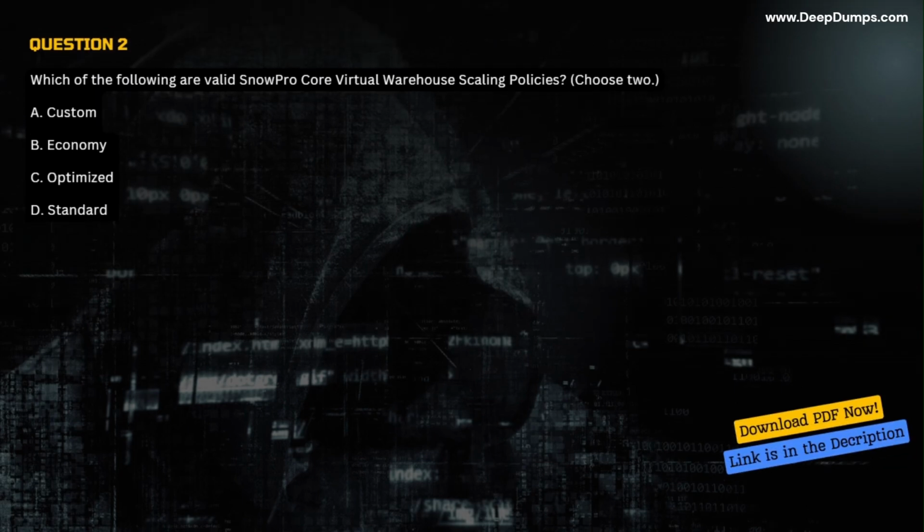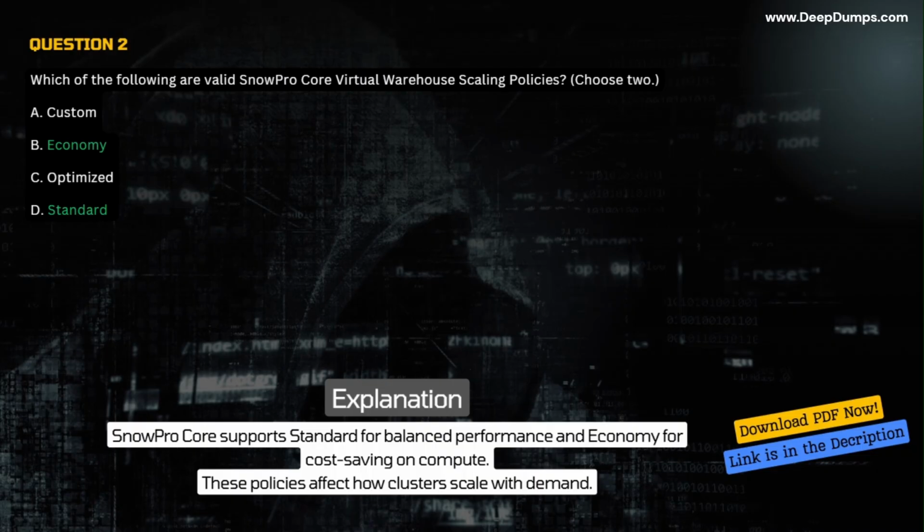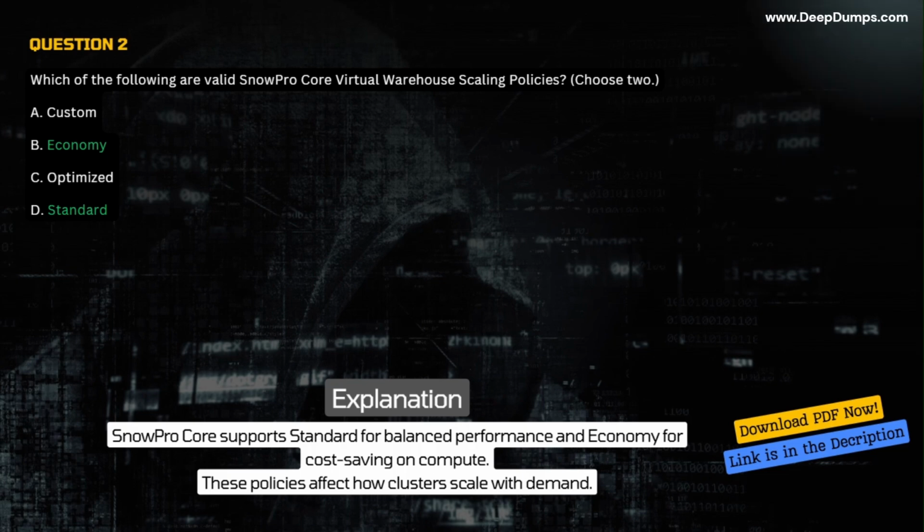Question 2. Which of the following are valid Snowflake virtual warehouse scaling policies? Choose 2. A. Custom. B. Economy. C. Optimized. D. Standard. Correct answer B and D. Economy. Standard. Explanation. Snowflake supports standard for balanced performance and economy for cost saving on compute. These policies affect how clusters scale with demand.